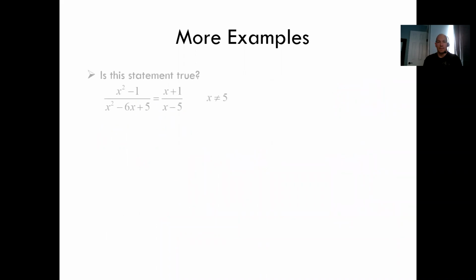Okay. One more, two more, I think. Last slide. Is this statement true? Is this complicated thing equal to this simple thing as long as we say x cannot be equal to 5?